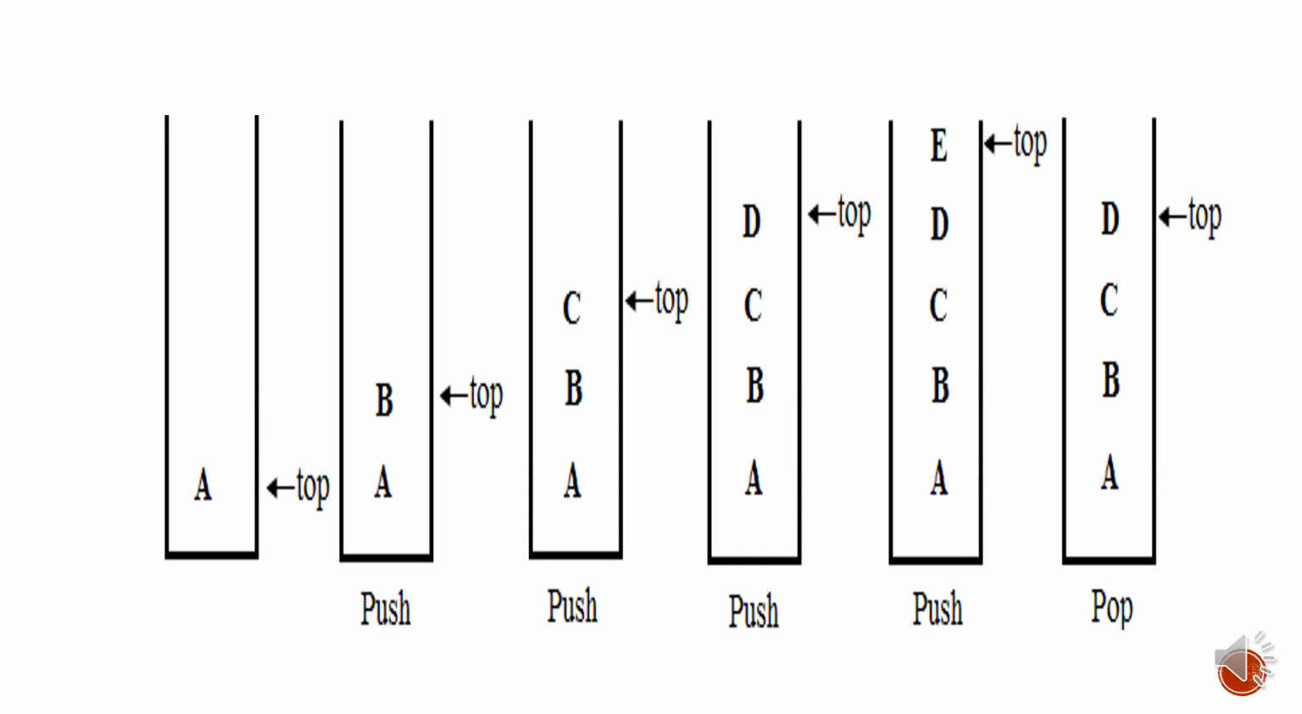One more push operation I will perform. Where is my top value? Top will be pointing to E. Beneath that we have D, beneath that we have C, beneath that we have B.